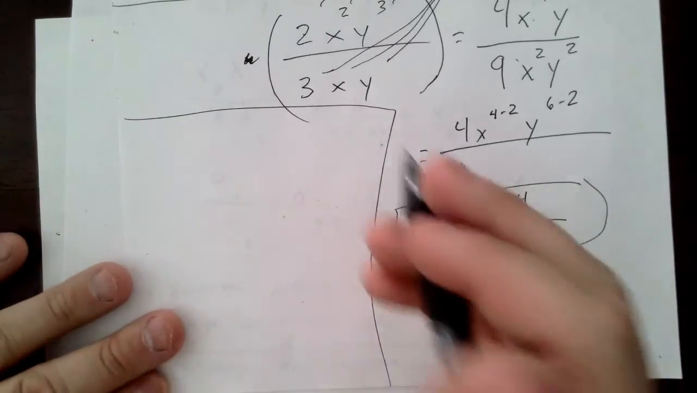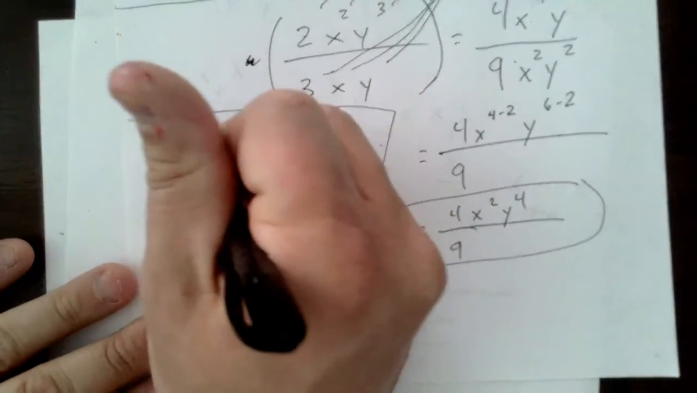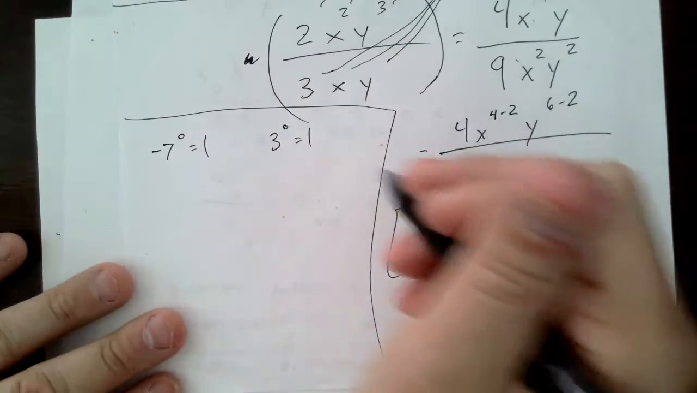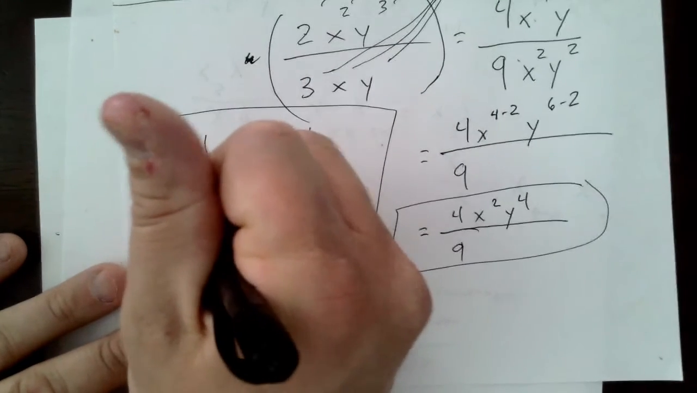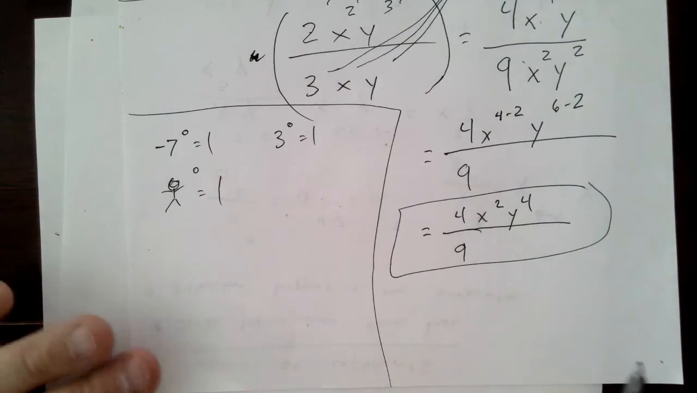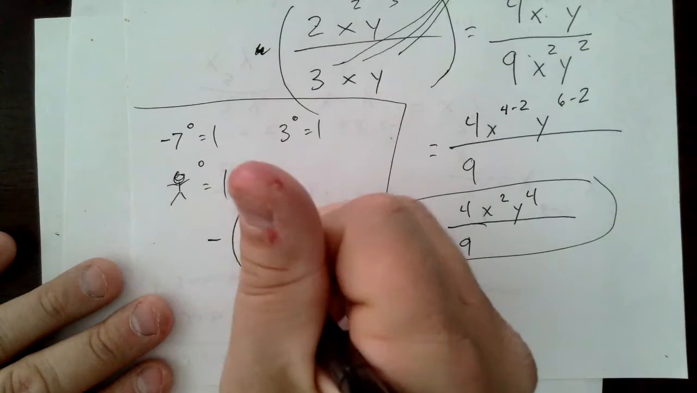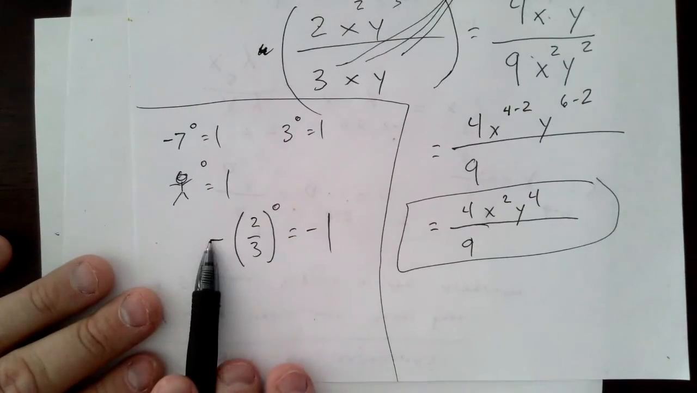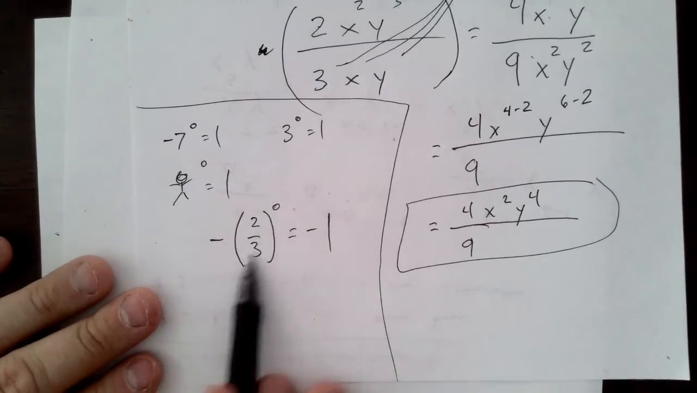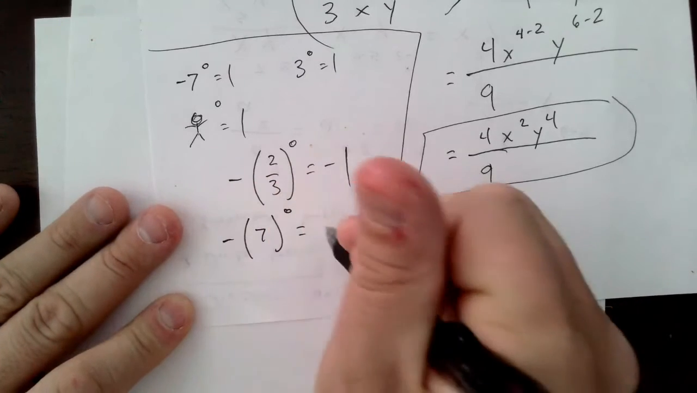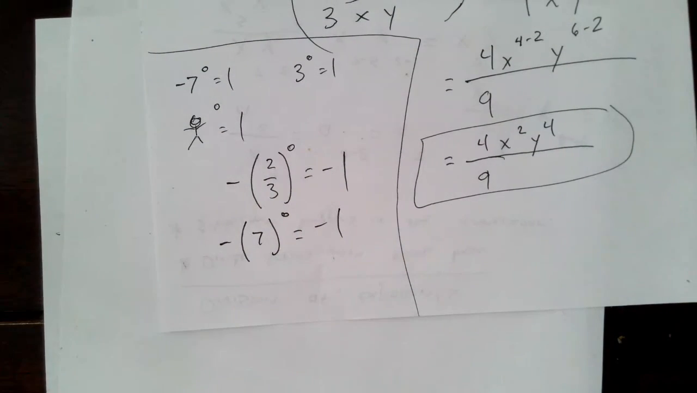Okay, last little thing here. Anything raised to the 0 is 1. So like negative 7 raised to the 0 is 1. 3 raised to the 0 is 1. Mr. Glazier raised to a 0 is 1. Okay? The only difference is this. If I happen to have a negative out front like this, that becomes negative 1 because this negative is like negative times this. Okay, same thing if I have a negative 7 raised to the 0, that is negative 1. Okay, but anything else raised to a 0 is 1.